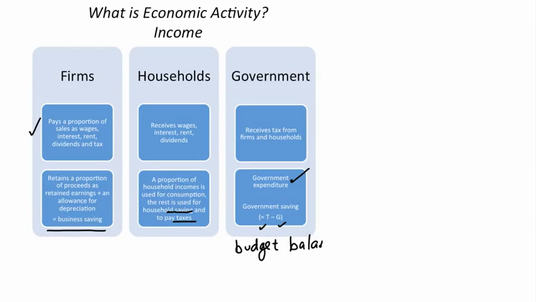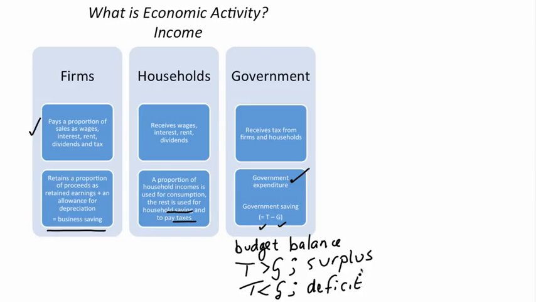And if taxes over a time period are greater than government expenditure, that's known as a budget surplus. Should it go the other way, where government spending exceeds taxes, that's known as a budget deficit. If the government is running one of these surpluses, it's actually adding to its saving.